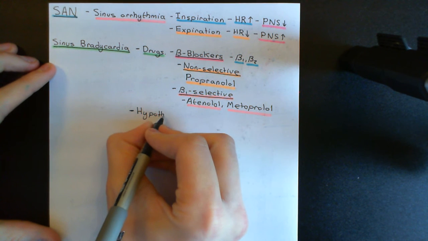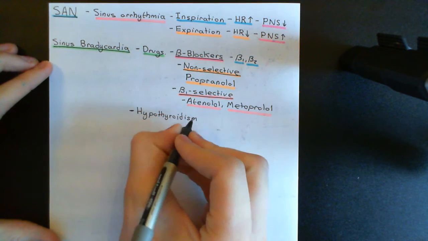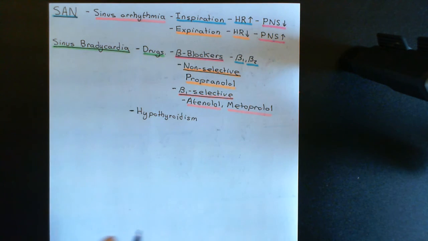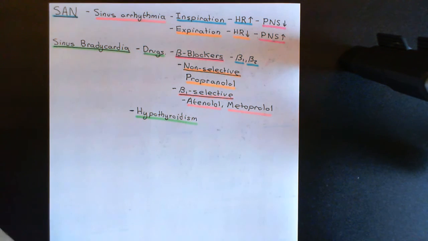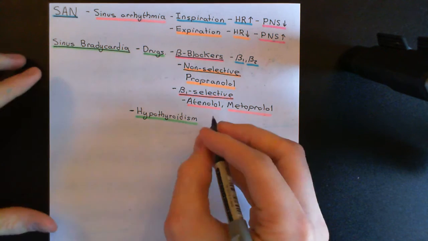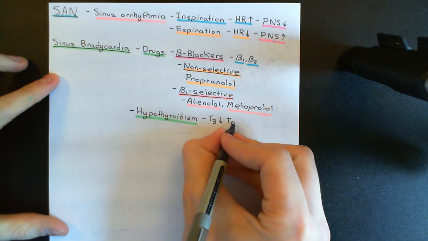Hypothyroidism is another thing which can cause sinus bradycardia. So hypothyroidism means that your levels of the thyroid hormones, triiodothyronine and thyroxine, T3 and T4, are going to be far too low. So T3 will be far too low and T4 will be far too low.